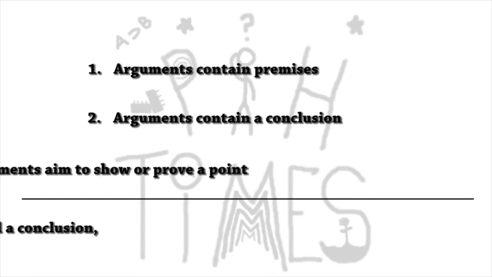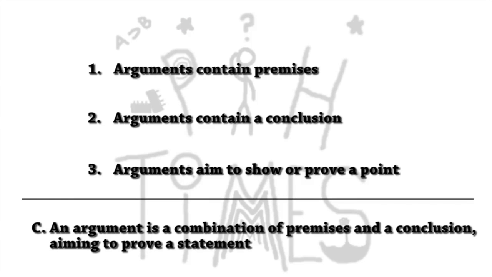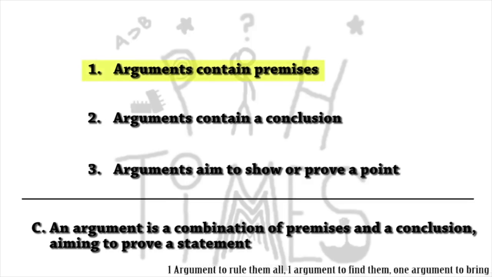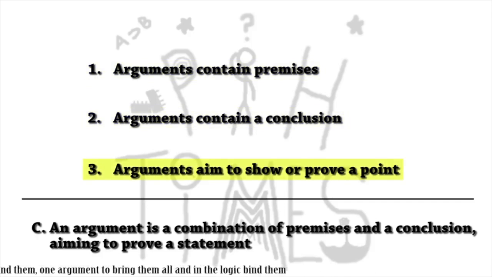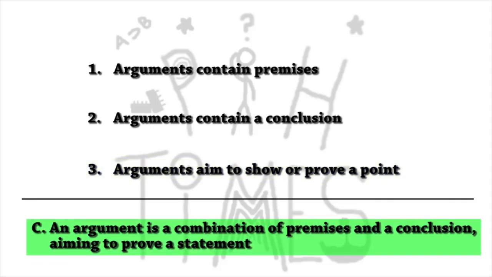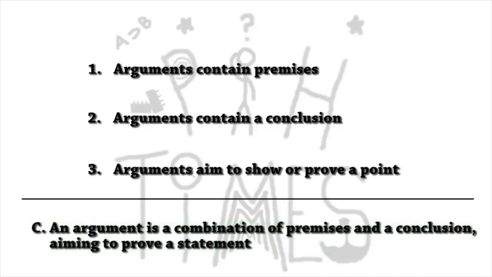So let's look at an example of an argument. Here we have an argument for what makes up an argument. Premise 1 is, arguments contain premises. Premise 2 is, arguments contain a conclusion. Premise 3 is, arguments aim to show or prove a point. And for our conclusion we have, an argument is a combination of premises and a conclusion aiming to prove a statement. Using the factors we established before, we can check the strength of this argument.